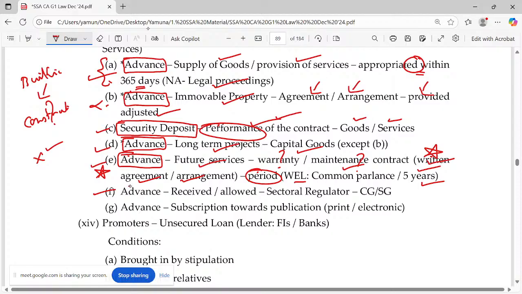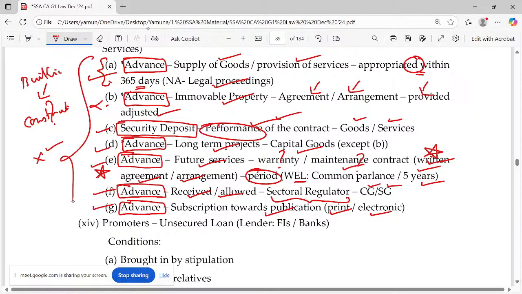F point, you are receiving any advance, either received or allowed by a sectoral regulator like SEBI. Solar subsidy and so on come in such cases, from the central government or SEBI or a government-registered sectoral regulator. G point, you are receiving money as an advance towards subscription of a publication. You are publishing documents or magazines, either in printed hard copy form or mail form, electronic form. If you are receiving advance in this case, it will not be considered as deposit.